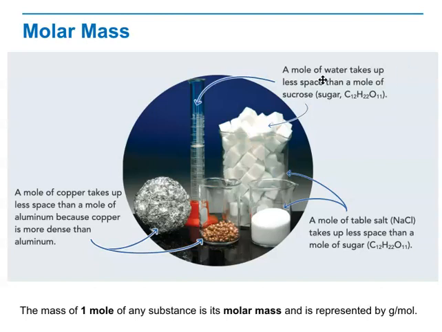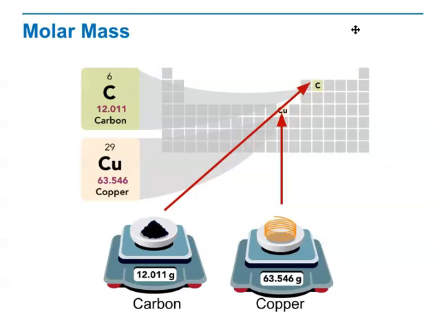So, the mass of 1 mole of any substance is its molar mass, and it's represented by grams per mole. We can actually pull all these values from the periodic table. Here we have carbon and copper. On the periodic table, there's always been that number we've gone back and forth to. We looked at it when we were looking at isotopes, and this is the atomic weight. This also represents how many grams per 1 mole of that element. So there are 12.011 grams per 1 mole of carbon, and 63.546 grams per 1 mole of copper.